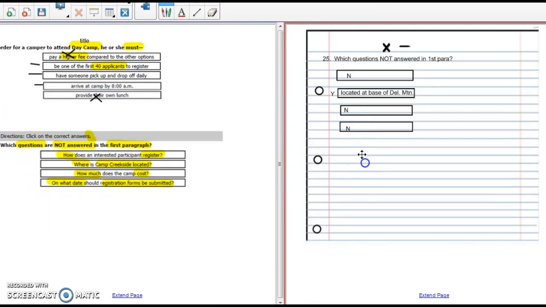And let's revisit our question. Which questions are not answered in the first paragraph? So your answers were boom, the first one, boom, the third one, and boom, the fourth one. All three of those were not answered in the first paragraph. If you missed this, my guess is you probably didn't really look back carefully. That was pretty tricky. But if you did your yeses and nos and you actually answered the questions, you would be fine.